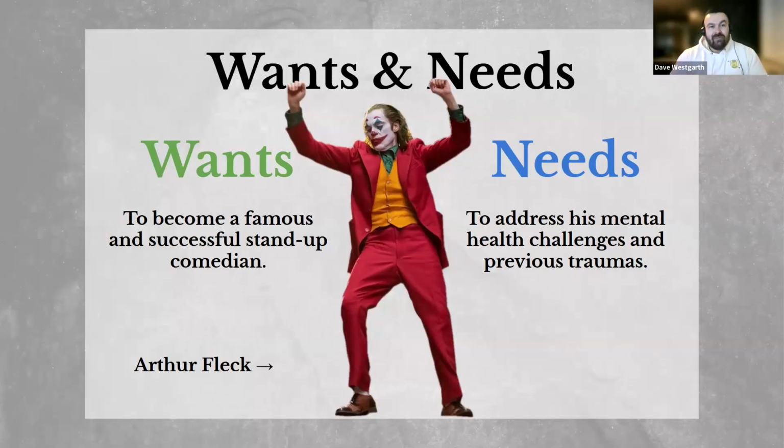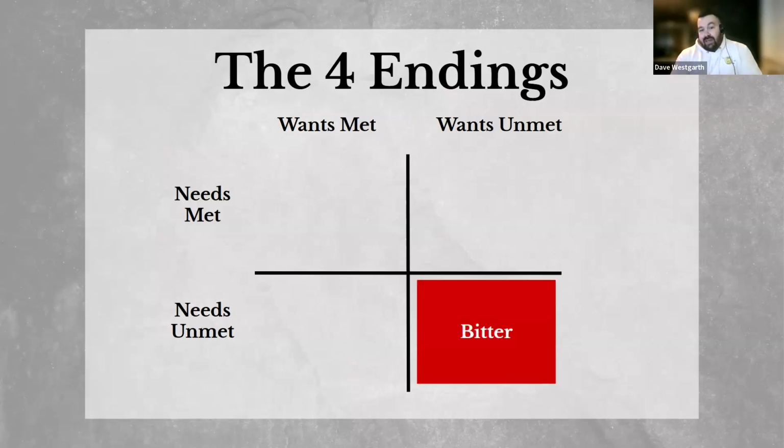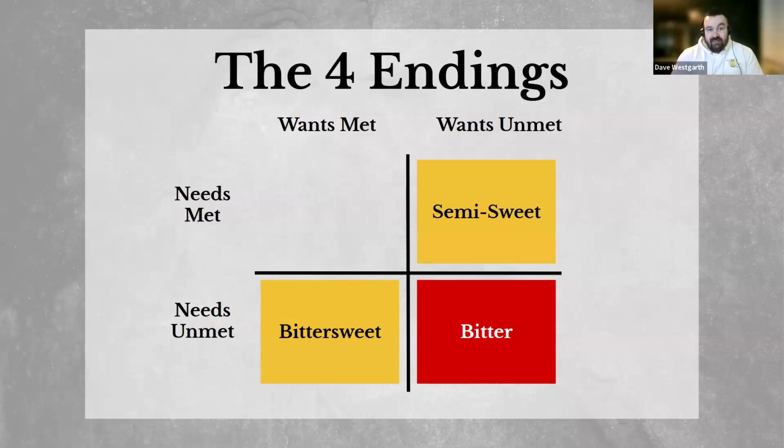But let's keep stepping forward. We get to the 4 endings of any story by creating a 2x2 matrix like this and cross-referencing the wants and needs of your protagonist. So if we have a story or a film where the wants and the needs both go unmet, we'll get a bitter ending. If we go through a story where we get what we want and not necessarily what we need, we'll get a bittersweet ending. If we go the opposite way, we get what we need but not necessarily what we want, we get a semi-sweet ending. And if we get both, we get a sweet ending.